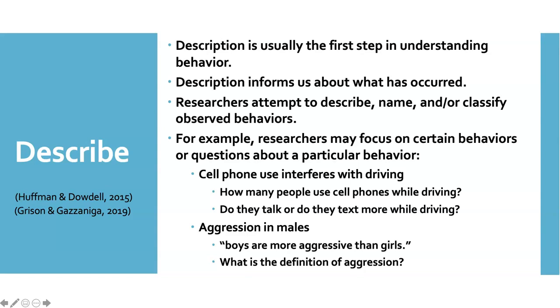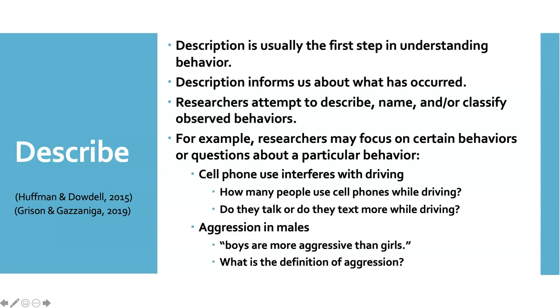In their studies, researchers attempt to describe or name or classify observed behaviors. A researcher may focus on certain behaviors or questions about a particular behavior. For example, let's briefly discuss cell phone use and driving. The description goal seeks to answer questions such as, how many people use cell phones while driving? Another question to be explored may be, do they talk or do they text more while driving?